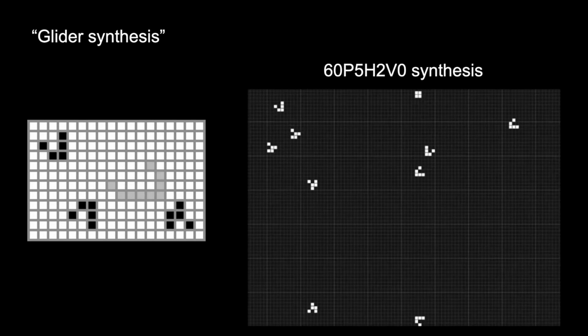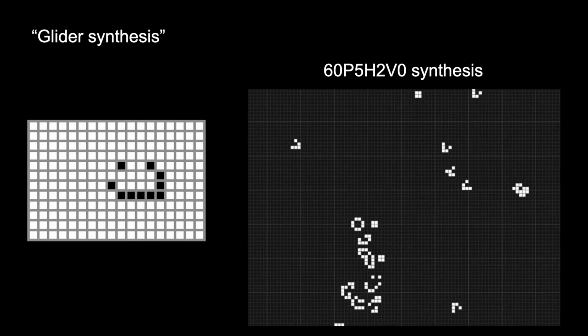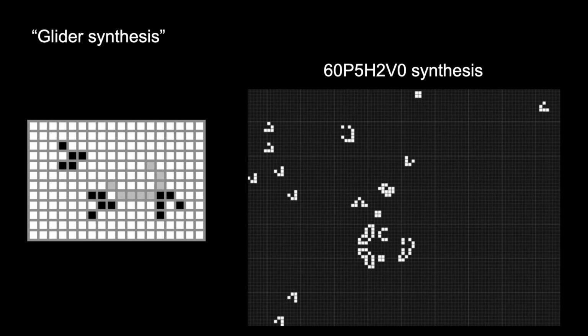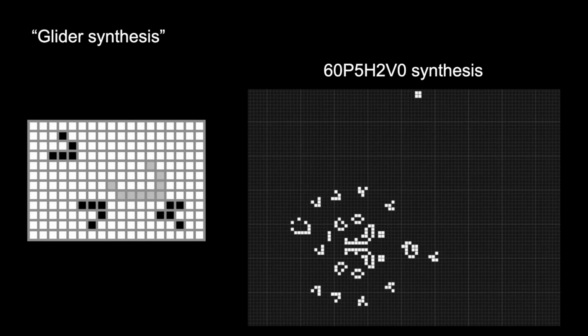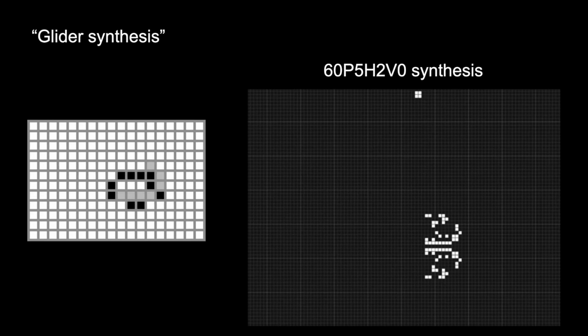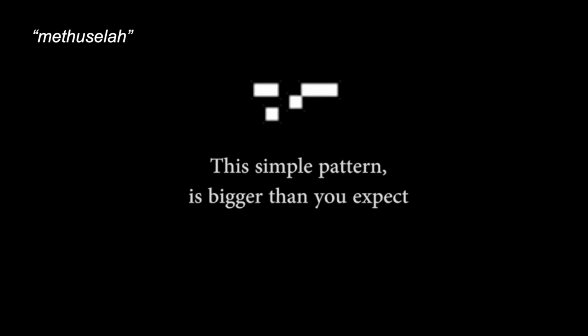This, for example, is a glider synthesis of a spaceship called 60P5H2V0. I'm pretty sure they could have come up with a better name. But look how sophisticated the synthesis is. It's truly remarkable. The Game of Life just continues to give.